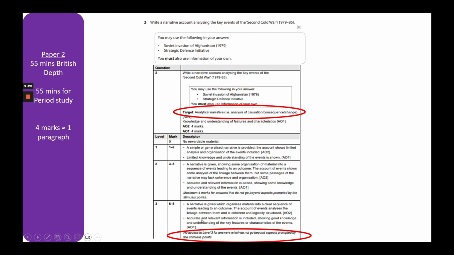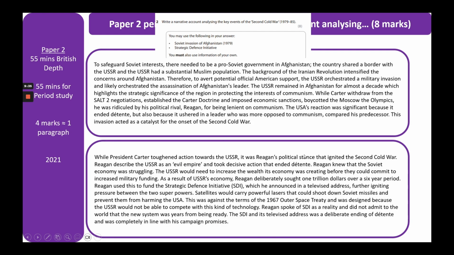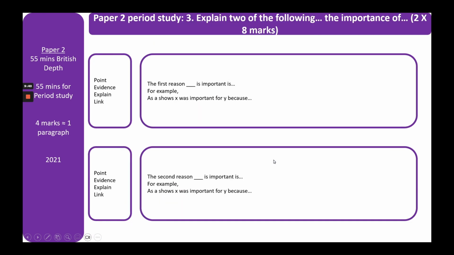An account, accurate and relevant information is included, showing good knowledge and understanding of the key features or characteristics of the event. And that is true. So I hope this answer would get 8 out of 8.